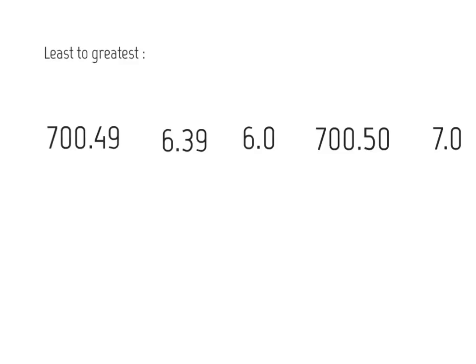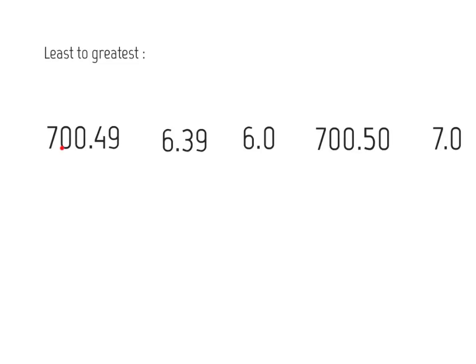Today I'm going to be telling you how to put numbers in order from least to greatest. When we look at a decimal number, the number before the decimal is a whole, and the number after the decimal is a part. Examples today will be 700.49, 6.39, 6.0, 700.50, and 7.0. Let's start by looking at the number before the decimal and look for the smallest numbers.